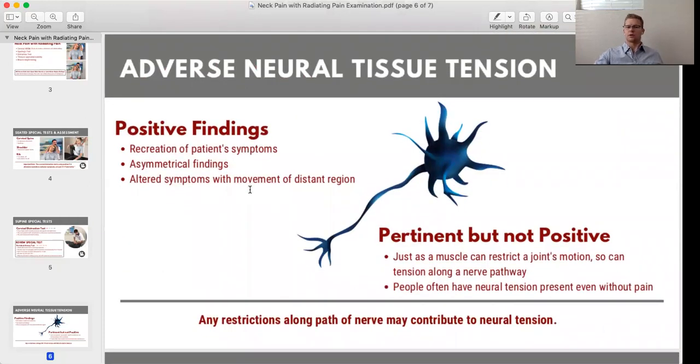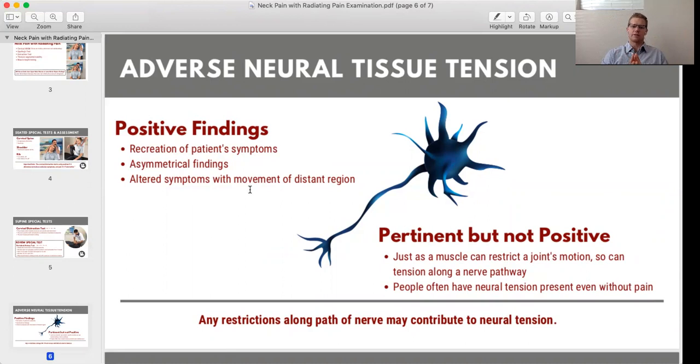When it comes to adverse neural tension, this is what you're looking for when you perform those upper limb tension tests. First of all, we all have some degree of neural tension. So if I take my arm and I depress my shoulder down and then I straighten my arm all the way out, I can feel what is neural tension along the median nerve there. Now, I'm not having any symptoms, so it has to reproduce my symptoms to be considered a positive test. Just because they have it, I want to know, does it recreate their pain?